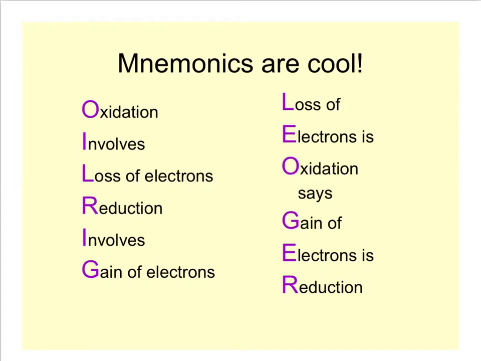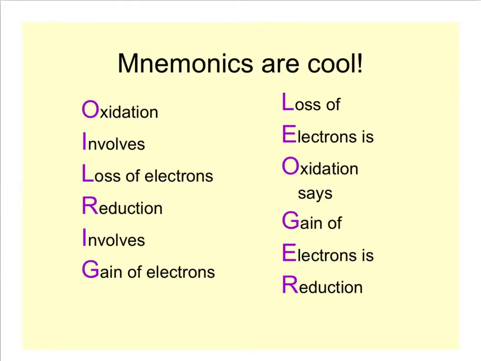All right, to help you understand oxidation reduction a little bit, we have a couple of handy-dandy memory devices: OIL RIG and LEO says GER. Oxidation involves the loss of electrons, reduction involves the gain of electrons, and LEO says GER. Loss of electrons is oxidation, gain of electrons is reduction. So use one of these mnemonic devices to help you remember what oxidation means and what reduction means. We're going to have a couple of other handy-dandy little memory devices in this unit that will help you keep track of what's going on.